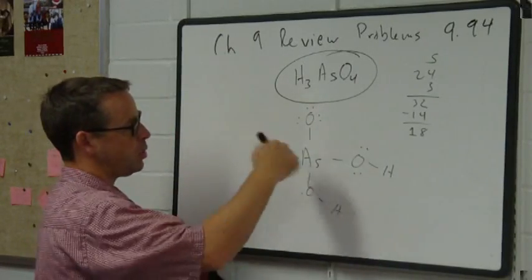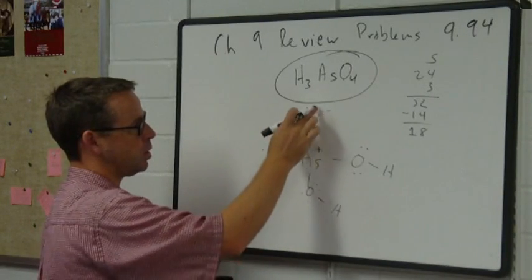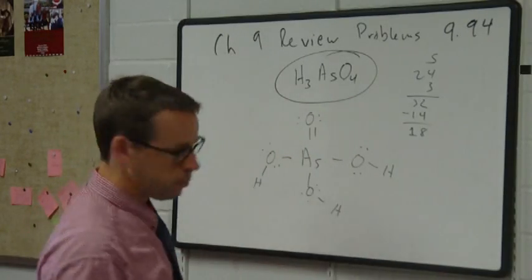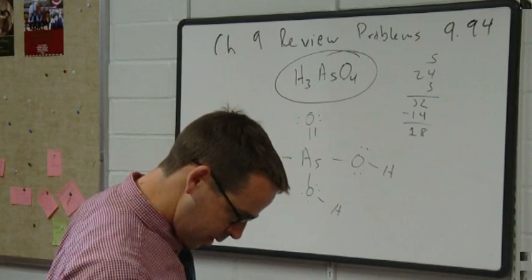Okay, now we do the formal charges, and we see that arsenic has a +1, oxygen has a -1 here. So we need to bring those electrons down there, and that will be our final structure. 994, oh, that's the last one in 994.